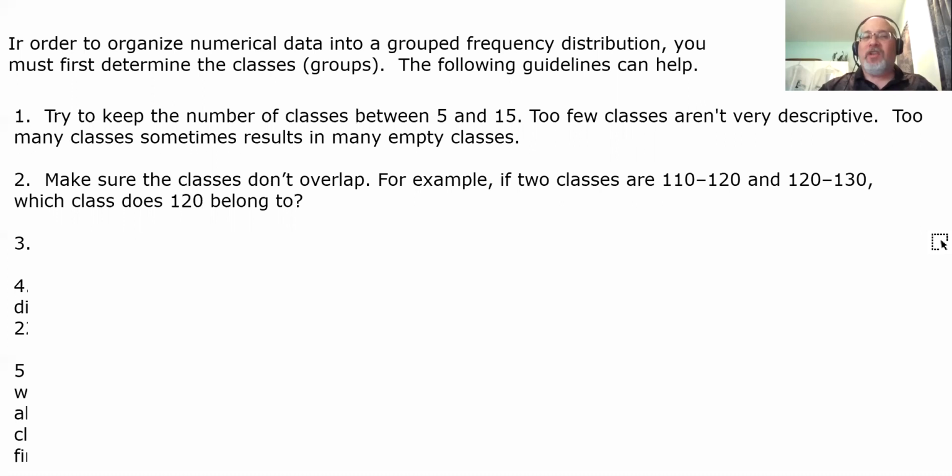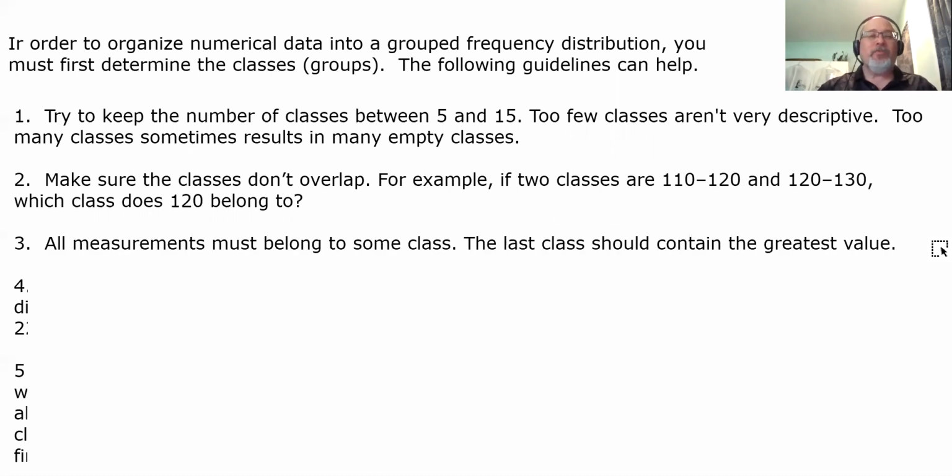Number 2, make sure classes don't overlap. For example, if 2 classes are 110 to 120 and 120 to 130, which class does 120 belong to? These classes overlap because both of them contain the number 120. We need to avoid that. All measurements must belong to some class. The last class should contain the greatest value. Another way of saying it is each measurement must belong to one and exactly one class, which kind of restates what number 2 says about classes not overlapping.